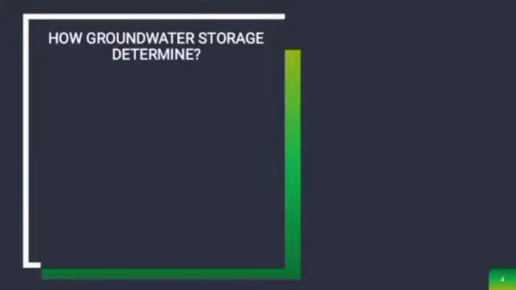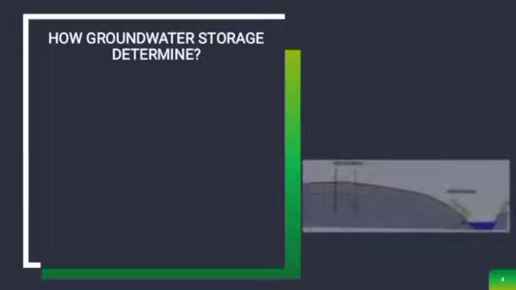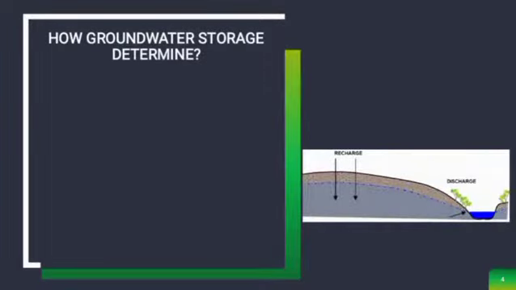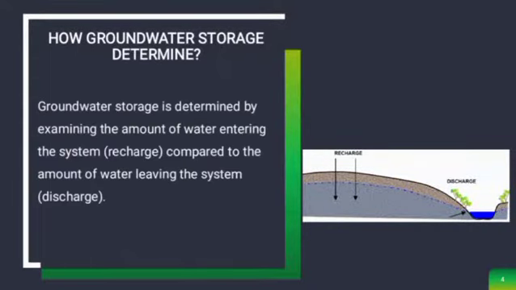How is groundwater storage determined? Researchers use the groundwater budget equation to explain the change in storage. Groundwater storage is determined by examining the amount of water entering the system compared to the amount of water leaving the system. Dito sa figure, we can notice that as recharge and discharge fluctuate, nagkakaroon ng pagbabago sa groundwater storage. This change can be seen in groundwater levels increasing and decreasing.